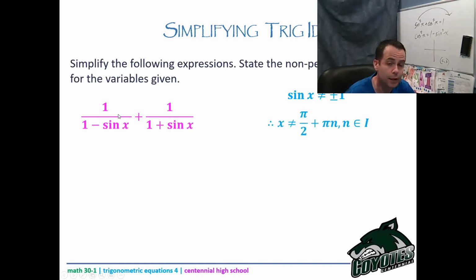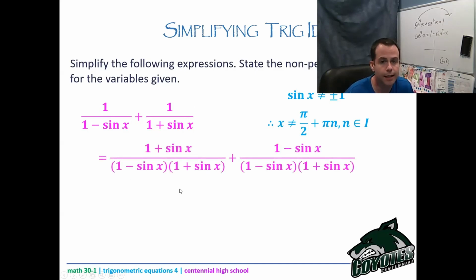So the common denominator here will be both of those denominators multiplied together. So I need to take this guy and multiply it by 1 plus sine over 1 plus sine. And I need to take this guy and multiply it by 1 minus sine over 1 minus sine. Okay, so when I do that, I get this. So you can see my common denominators. I ended up with a 1 plus sine and a 1 plus sine on the top and bottom here that I needed. And then the 1 minus sine and the 1 minus sine on the top and bottom here that I needed.